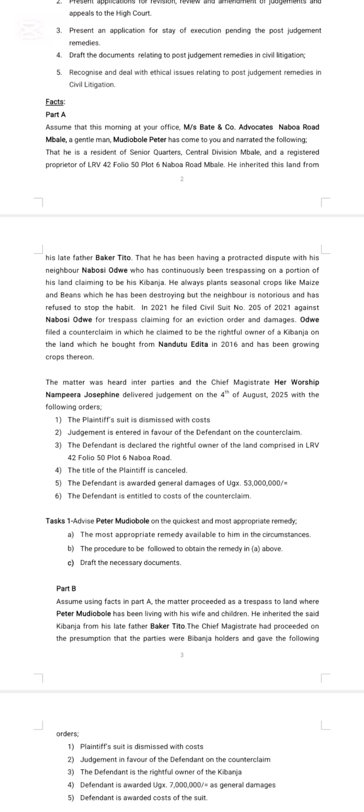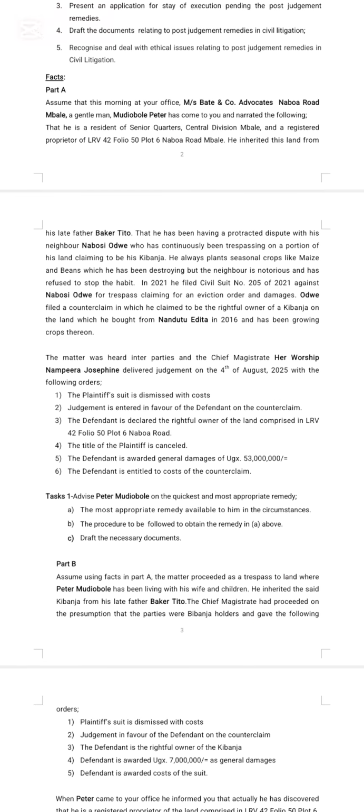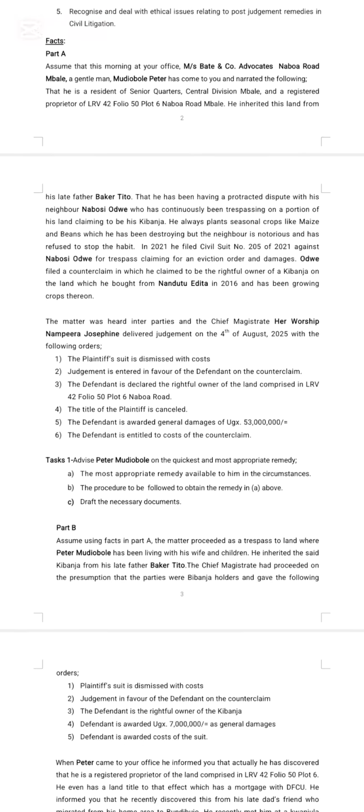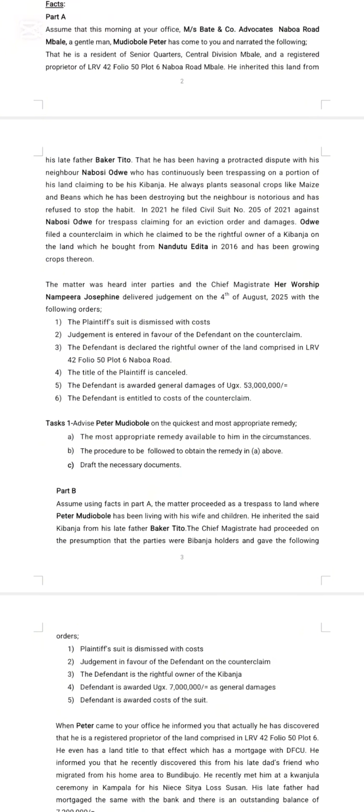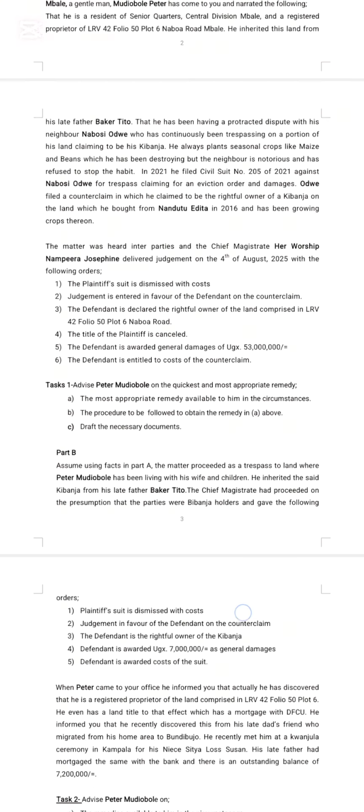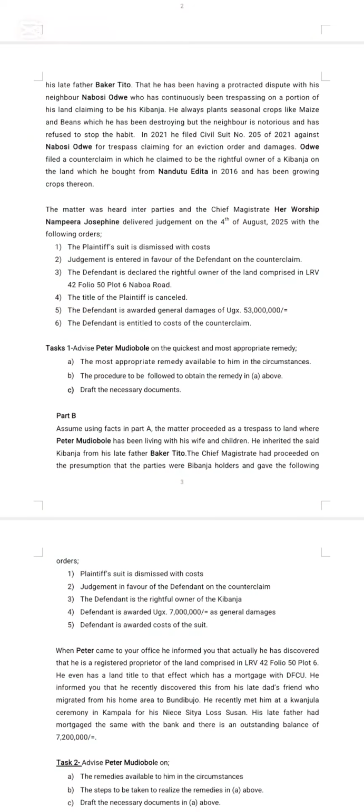So part A: assume that this morning at your office, MS Bath and Company Advocates, a gentleman, Modiobari Peter, has come to you and narrated the following. That he is a resident of Senior Quarters, Central Division Mbari, and a registered proprietor of land at Mbari. He inherited this land from his late father, that he has been having a protracted dispute with his neighbor who has continuously been trespassing on a portion of his land, claiming it to be his chibanja. He always plants seasonal crops like maize and beans, which the neighbor has been destroying, but the neighbor is notorious and has refused to stop the habit.